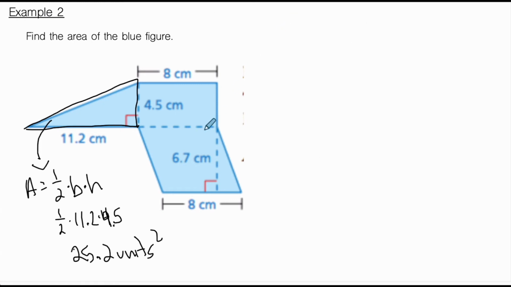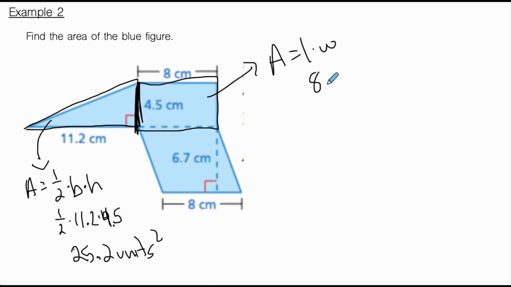Next, I notice up here, right next to it, a rectangle. And the rectangle has the same measure as the height of the triangle, right? So it's an 8, area equals length times width. It's 8 by 4.5. Okay?